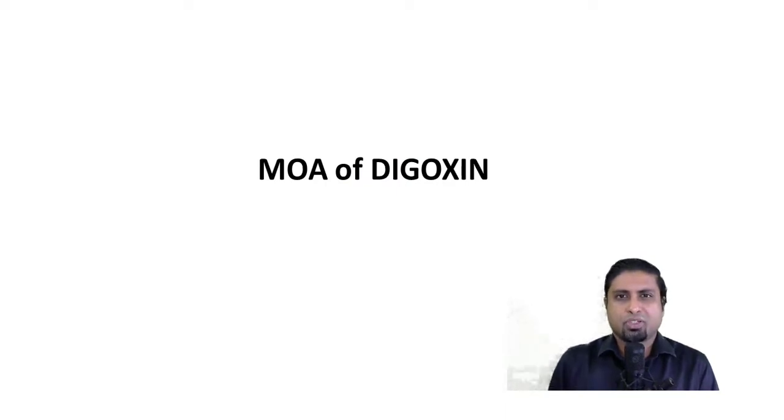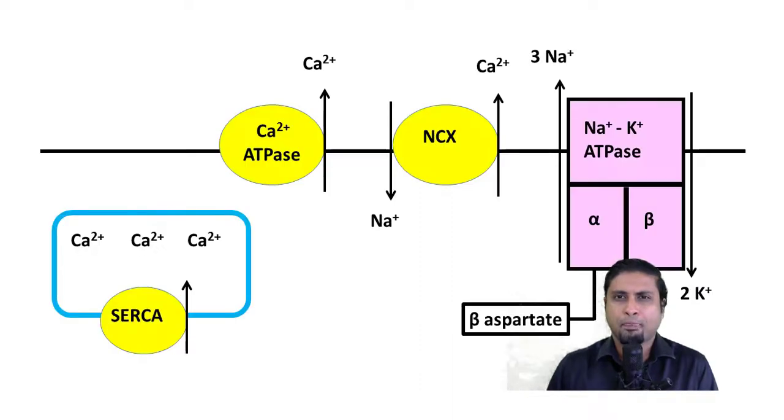So we have discussed in great detail how a cardiac myocyte contracts and how it relaxes. We are now in a much better position to understand the mechanism of action of digoxin as a positive inotropic agent. We are familiar with this diagram. Now, if we take a look at the sodium potassium ATPase pump, we can see that the intracellular portion has an alpha and beta subunit.